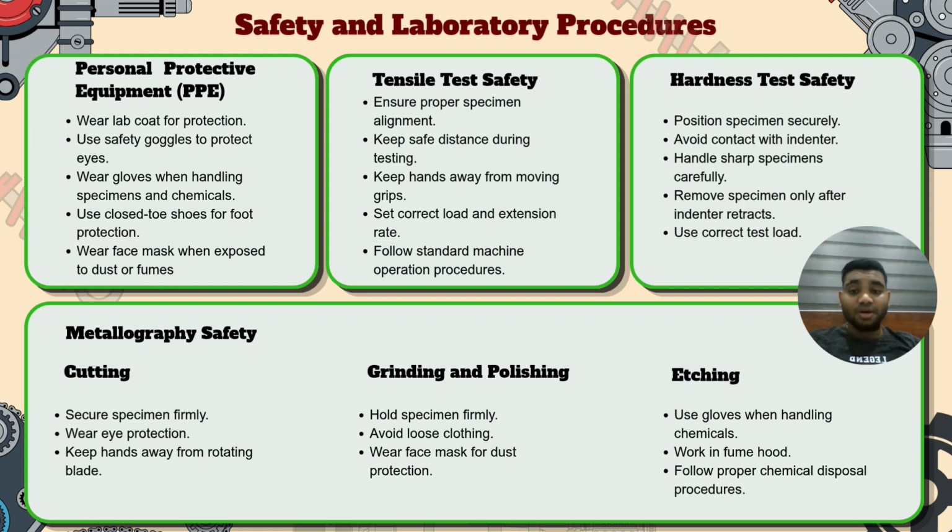Next, the safety of the metallography. It is divided into cutting, grinding and polishing, and etching. For the cutting, we have to secure the specimen firmly, and we have to keep our hands away from the rotating blade. Then for grinding and polishing, we have to hold the specimen firmly. Then we have to avoid loose clothes because they might get caught. Then we have to wear face masks all the time to avoid dust, same as PPE.